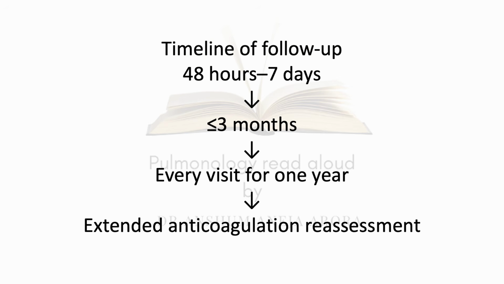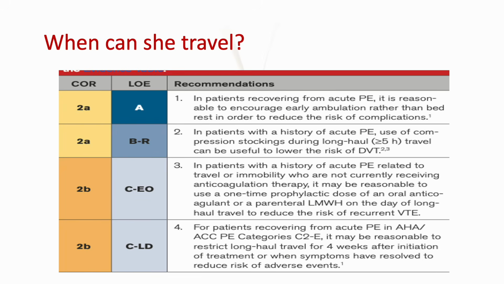So, the timeline of follow up is anything from 48 hours to 7 days, less than 3 months, then every visit for a year, and then extended anticoagulation reassessment at every visit. Now, Mrs. Mehta is fine at 3 months and she wants to travel to meet her daughter abroad. What are the recommendations that the guideline gives?